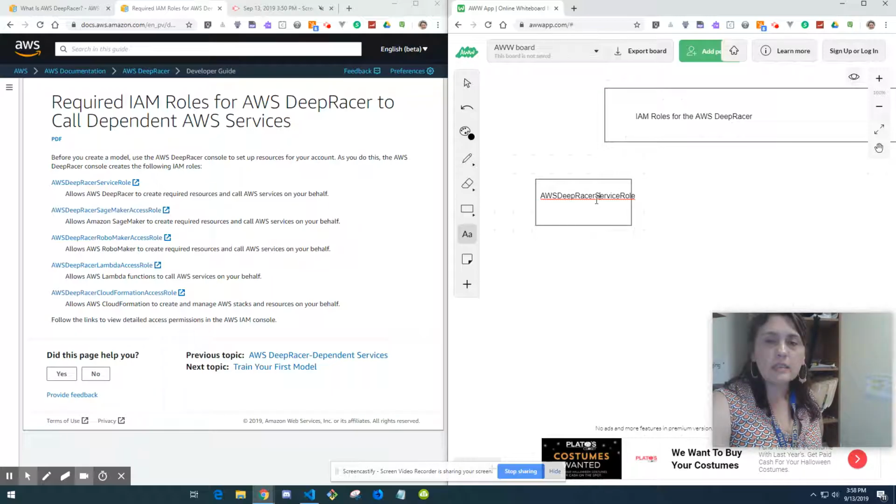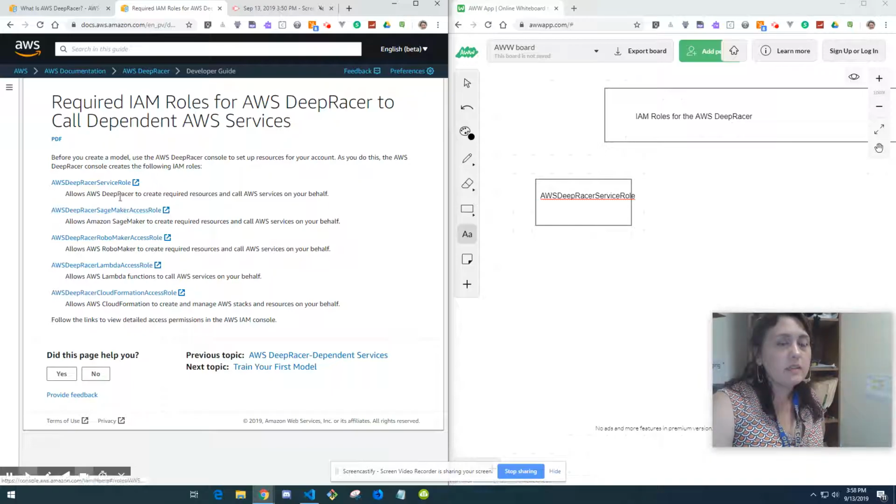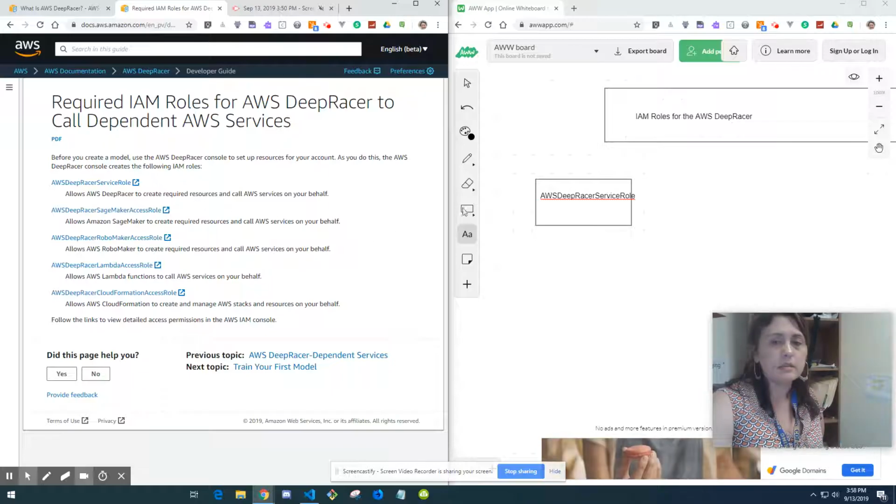So there's the AWS DeepRacer service role, and it is all one word. What it does is allows DeepRacer to create required resources and call AWS services on your behalf. All of these, if you'll notice, say call AWS services on your behalf, so I'm not going to put that on there. I want to make that on the bottom of this little concept map. What this does, specific for this service role, is allows the AWS DeepRacer to create required resources.